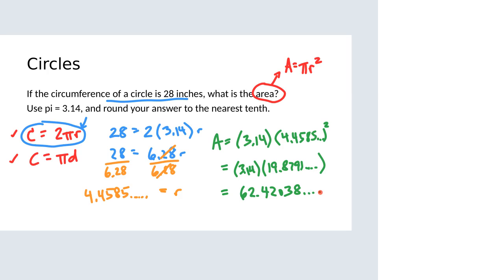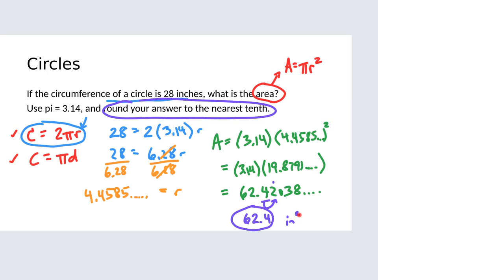And now finally, at the very end, is my opportunity to round. I'm not going to do any rounding until I get to the very end. Now that I've made it to the end, I'm going to round my answer to the nearest tenth. So I'll find the tenth place and look one space to the right. Since that's 4 or lower, we'll round this down to 62.4. They would be square inches, but we don't have to include that part.